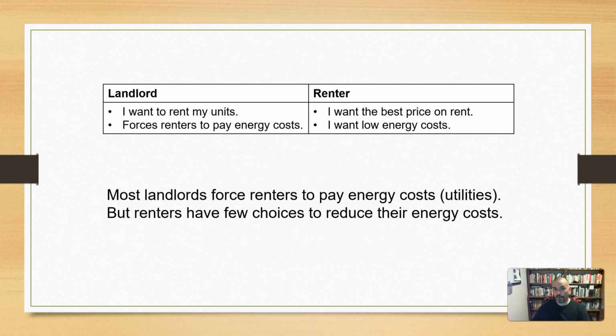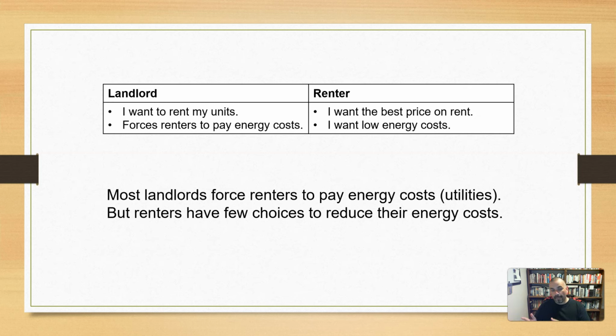The split incentive problem also shows up when we have rental agreements between landlords and the people that they rent to. In most cases, landlords force their renters to pay all the utilities. So if you rent, you're responsible for your heating and cooling, your electricity, your water, and the like. One of the problems is, though, that landlords do not necessarily have an incentive to make their appliances efficient, to make their insulation better, to make sure that their buildings are using less energy. If they can force their renters to pay, then they will.